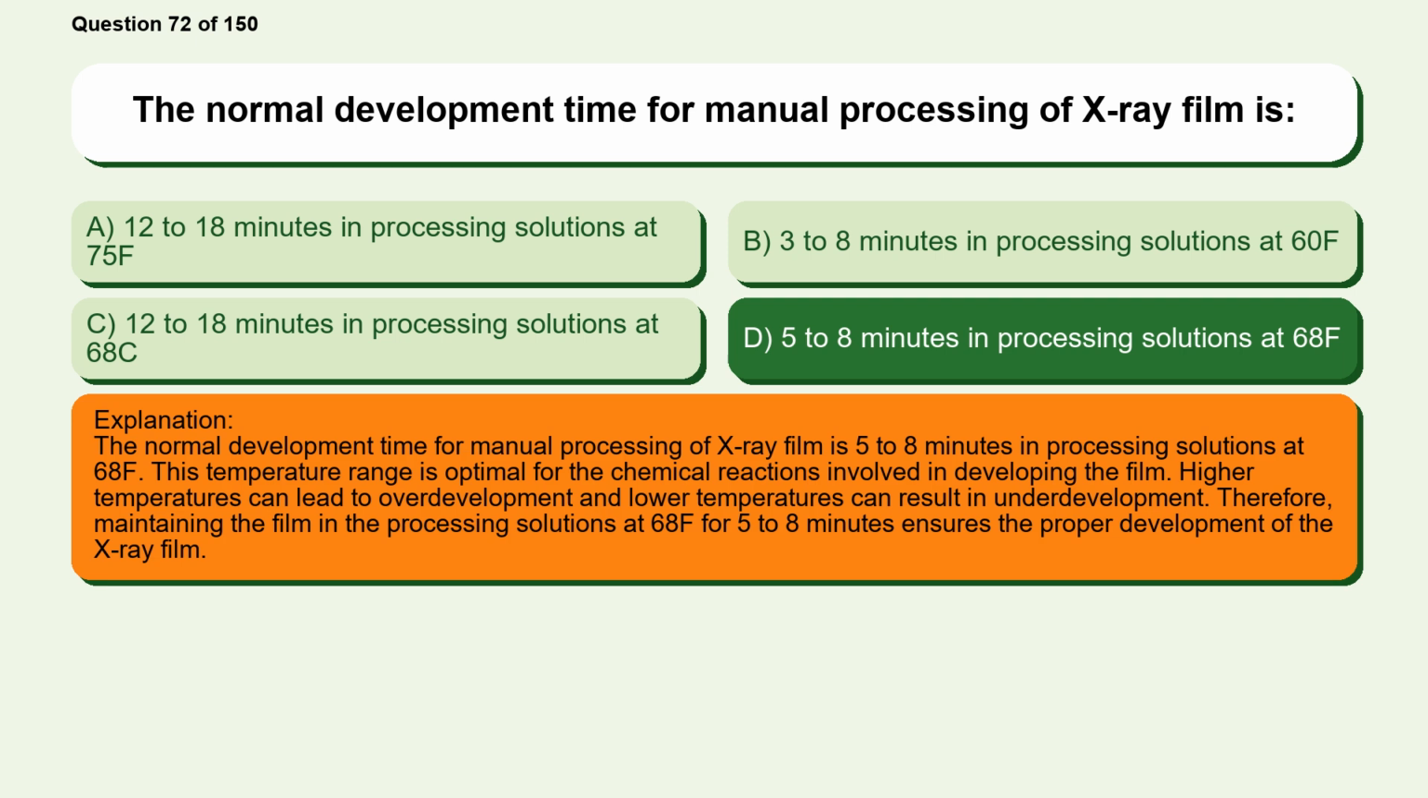The normal development time for manual processing of X-ray film is 5 to 8 minutes in processing solutions at 68 F. This temperature range is optimal for the chemical reactions involved in developing the film. Higher temperatures can lead to overdevelopment and lower temperatures can result in underdevelopment. Therefore, maintaining the film in the processing solutions at 68 F for 5 to 8 minutes ensures the proper development of the X-ray film.